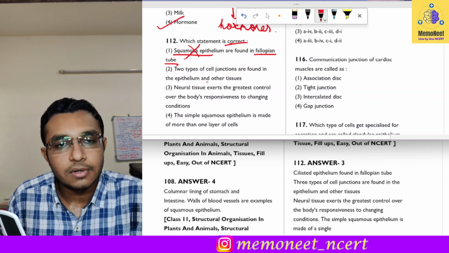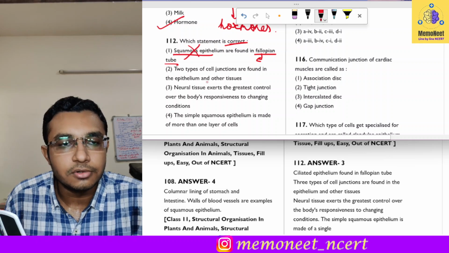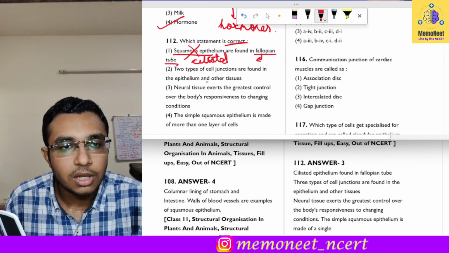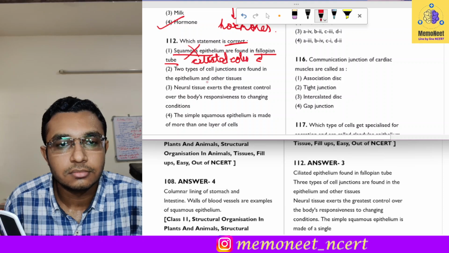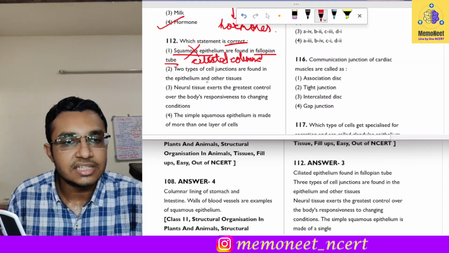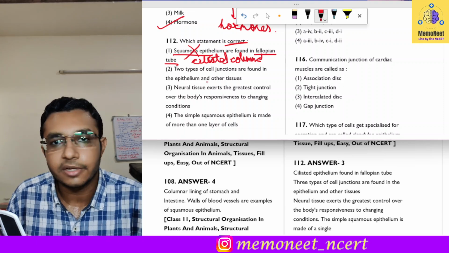Why? Because in the fallopian tube, what type of epithelium is found? In the fallopian tube, the ciliated columnar epithelium is found and not the squamous epithelium. Therefore this statement is incorrect.